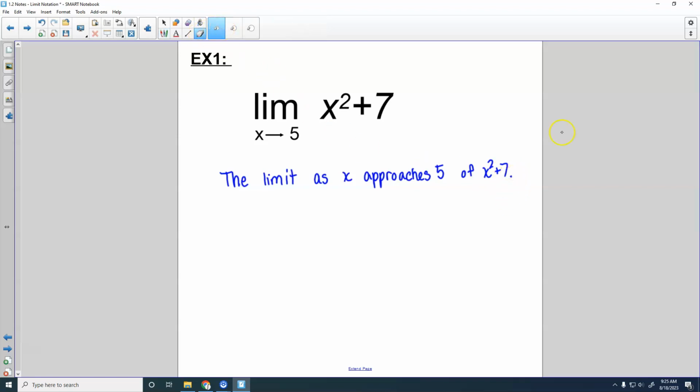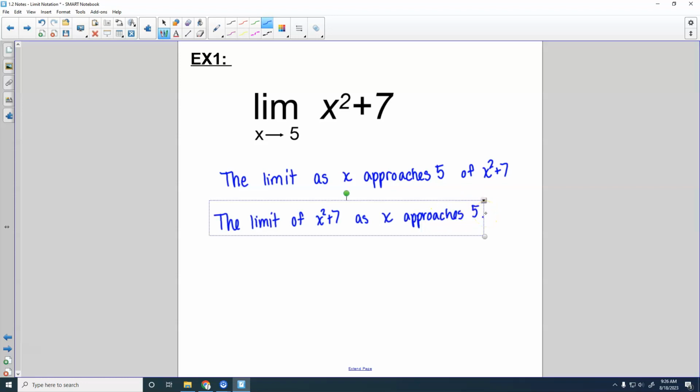Oh, this really needs a period. It's not really a sentence. You also could word this a little differently. I'm just going to write it so we see that, grammatically, you could do these a little differently. It means the same. So you also could say the limit of x squared plus 7 as x approaches 5. So you can flip-flop the order that you put it in. It doesn't matter, but that is how you would read either one of these.